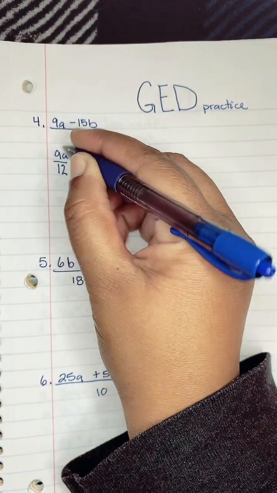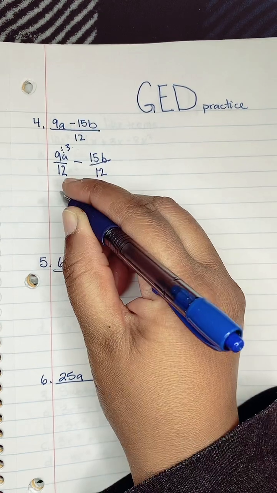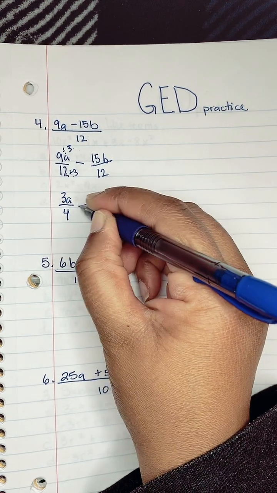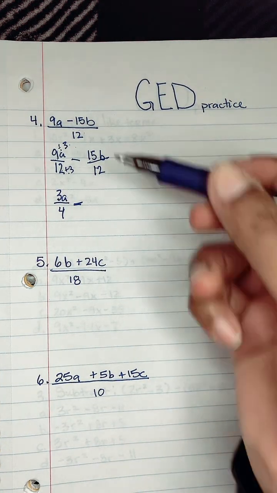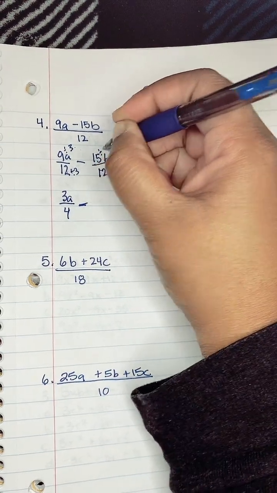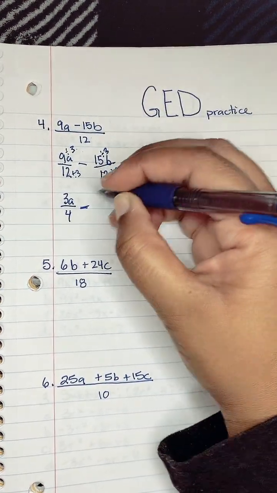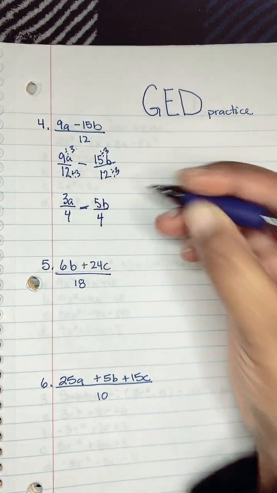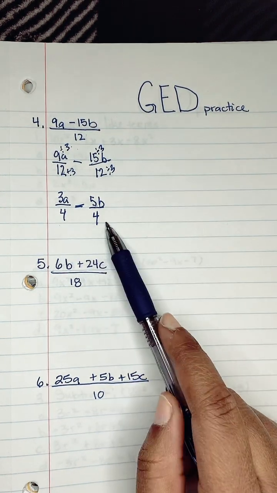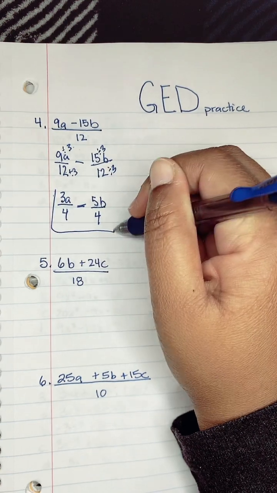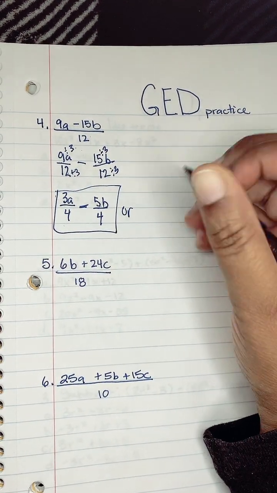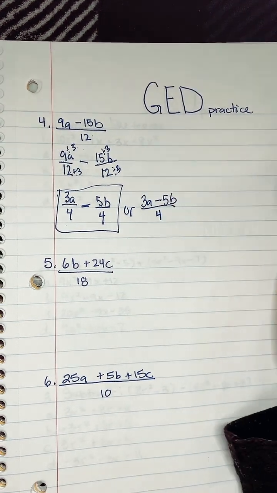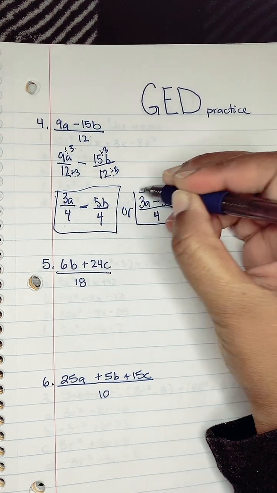Yes, so we can divide this by 3. So 9 divided by 3 is 3a, and 12 divided by 3 is 4 on the bottom. Minus, and we could do the same thing here by 3: 15 divided by 3 is 5b over 12 divided by 3 is 4. Now, this is all we can do, you guys. We have to stop here. Or we could write this as 3a minus 5b all over 1/4.